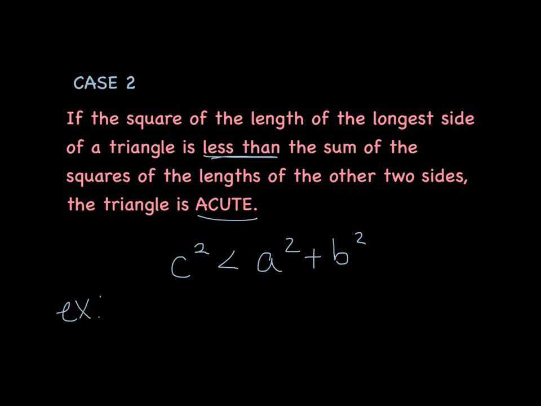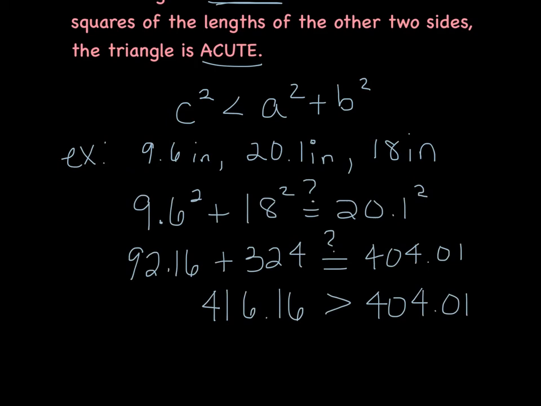If we have a triangle with sides of 9.6 inches, 20.1 inches, and 18 inches. So take a moment, pause the video, and find out what c squared and the sum of a squared plus b squared is. So when we find the sum of 9.6 squared plus 18 squared, we find that actually it's greater than 404.01, which is 20.1 squared. So we actually find that this is an acute triangle. And of course, if they are equal, then it is a right triangle.